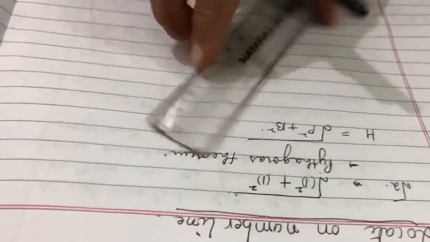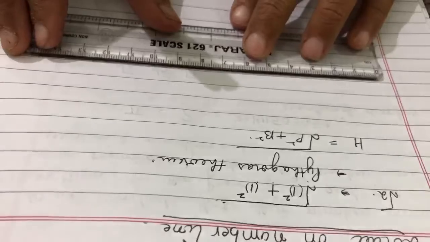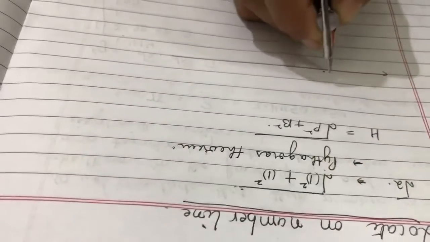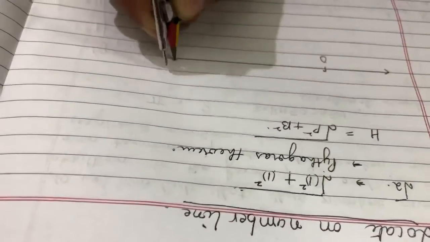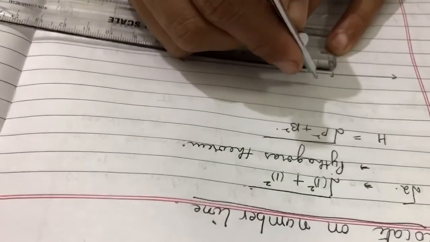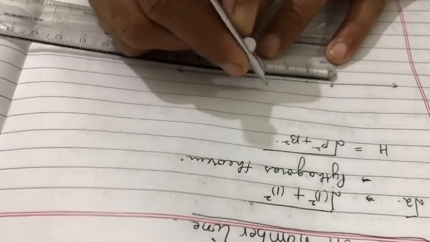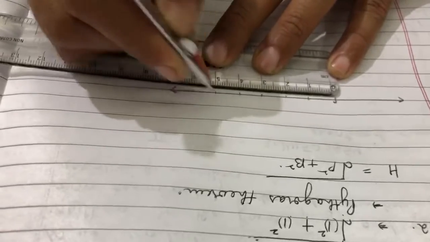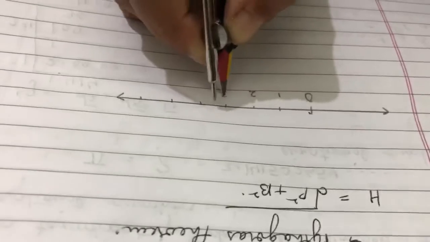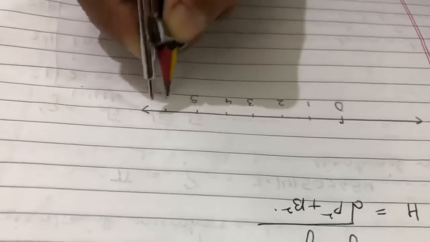We are going to draw a number line. You know that a number line is a line that represents integers. Integers means the numbers including 0, positive as well as negative numbers. But here we are going to consider only the positive side of the number line.